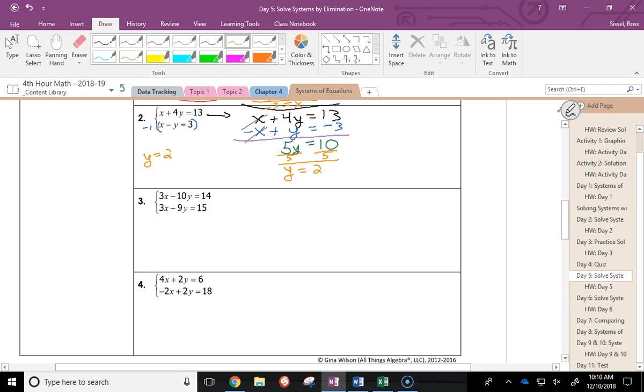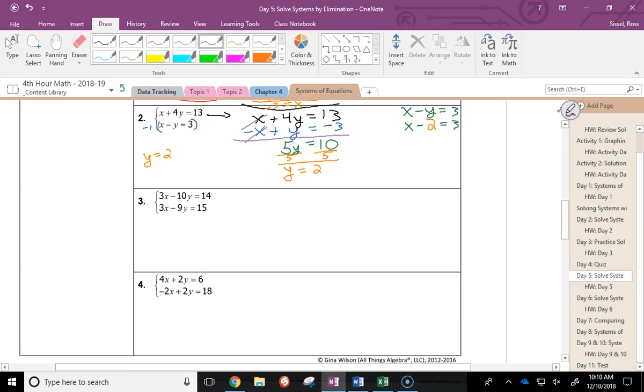Good. I'm going to substitute that 2 in for y. And does it matter which equation I do? No. So which one looks easier to you? Second. Sure. So the second equation is x minus y equals 3. We're going to rewrite it. X minus, and y is a 2. Equals 3.